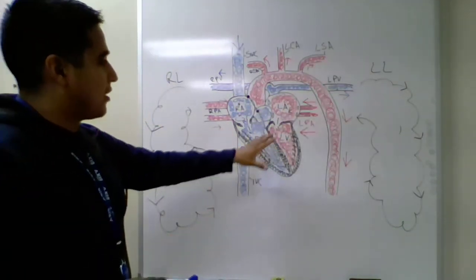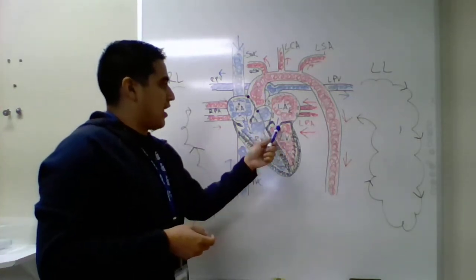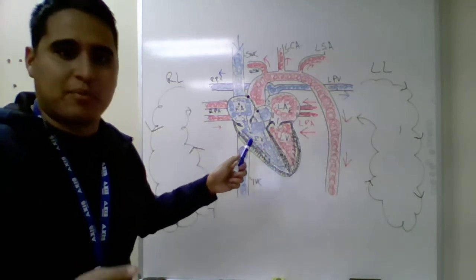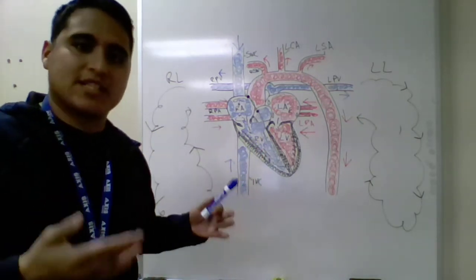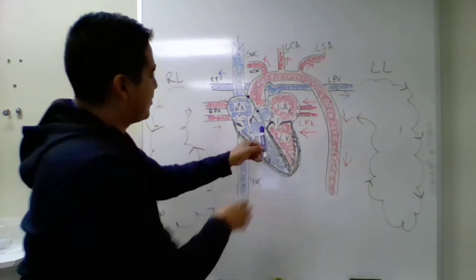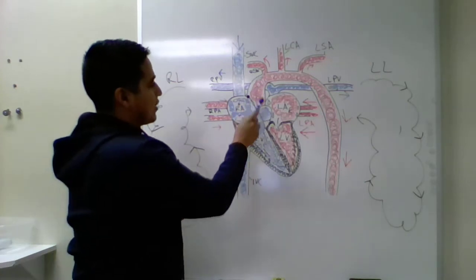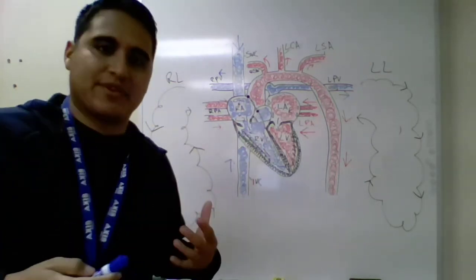From that contraction, the pressure of the contraction in the left ventricle will close this valve so that there's no backflow of blood, which is normal, that's supposed to happen. And that pressure will force that blood into the aorta. This is the aorta. It's probably the biggest vessel in your entire body.